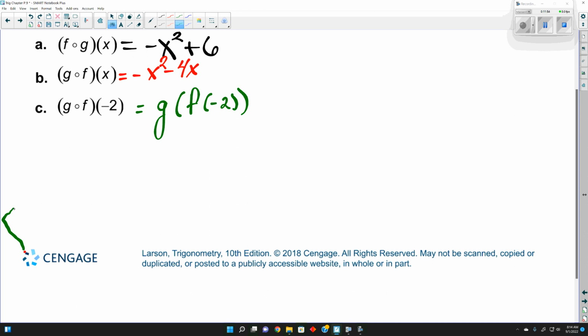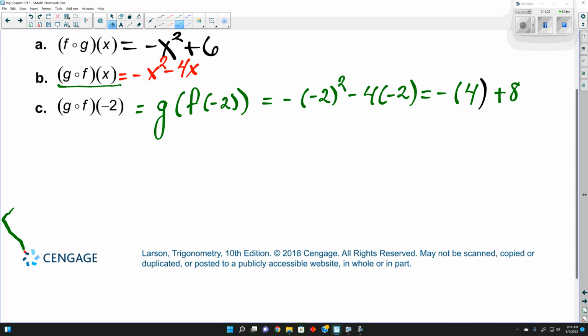Now, did we already find g of f of x? Well, yes. So we could use it to actually solve this. We could say this is negative 2 squared minus 4 times negative 2. And at this point here, we can type the whole thing in the calculator and be done. Negative 2 squared is 4. Negative 4 times negative 2 is plus 8. And 4 plus 8 is 12. And that'd be our answer.